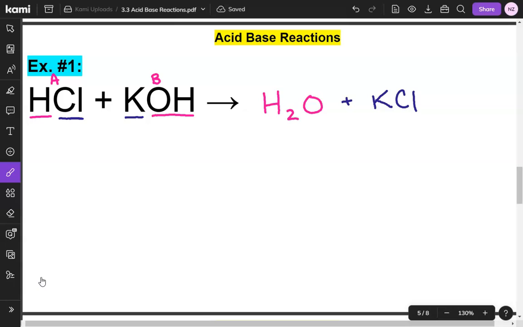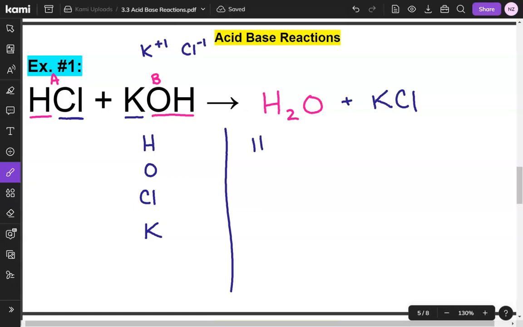We want to make sure our charges balance. So potassium is +1, chlorine is -1, so I don't need any subscripts on my KCl. Now we're going to balance the entire equation. So I'm going to list out all of the pieces. I'm going to do that on both sides.